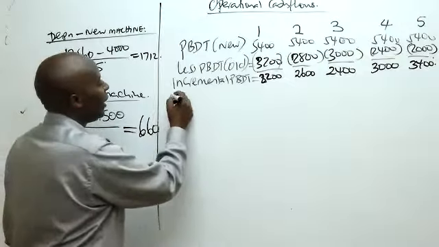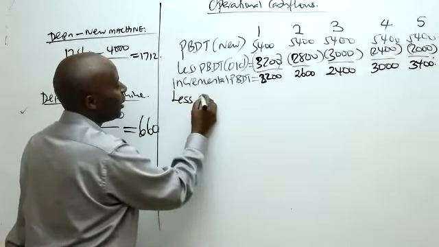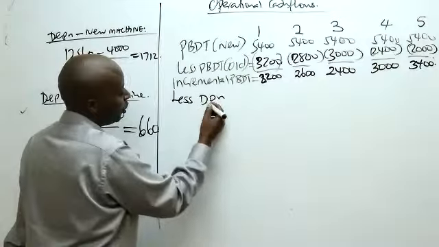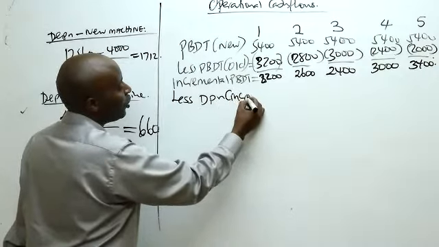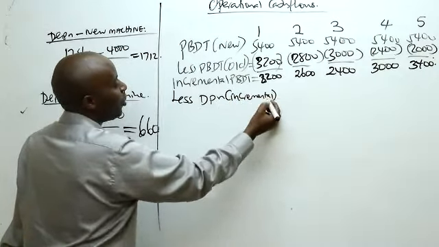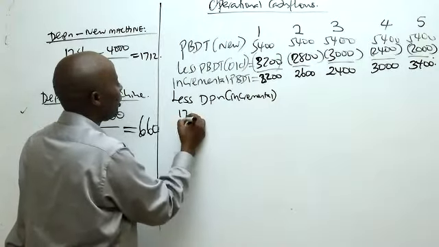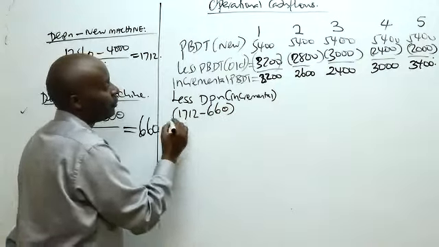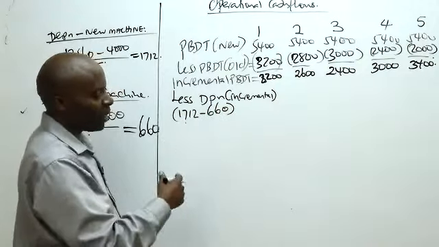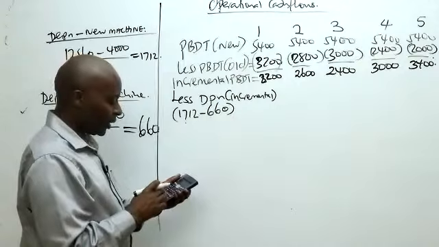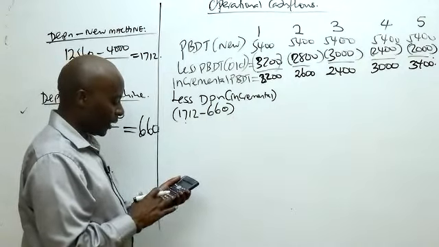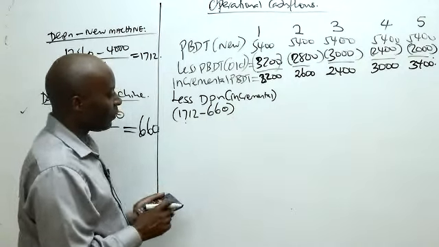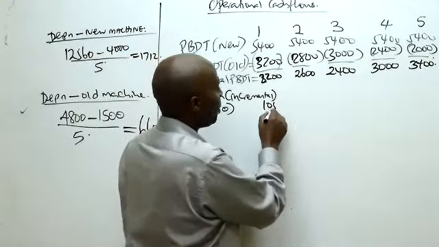So come and less depreciation here. And please remember, this depreciation has to be incremental. The depreciation has to be incremental. So 1712 minus 660, like that. Remember, this is per annum, so every year. So we have 1712 minus the answer, which gives me 1052. So we have 1052 throughout.